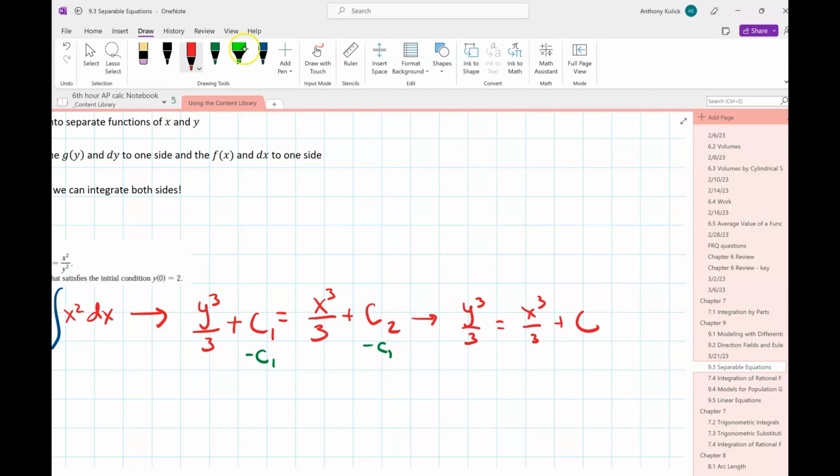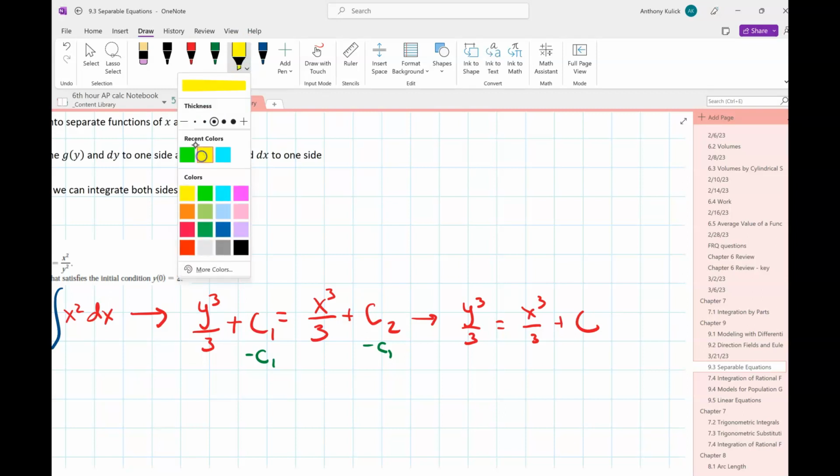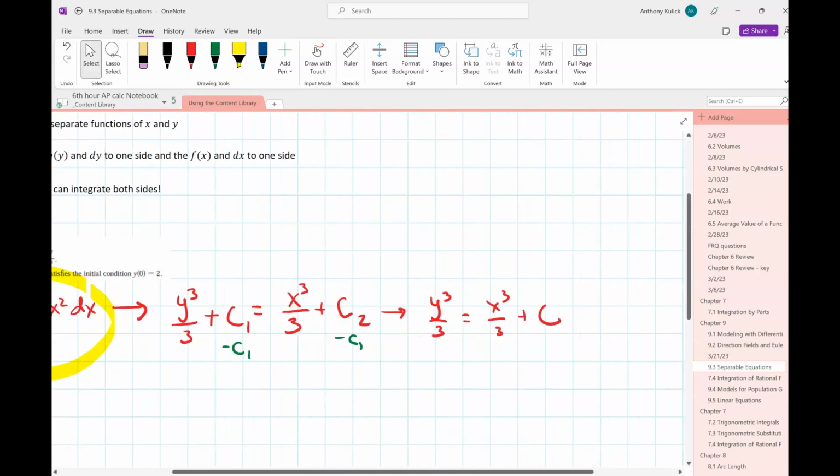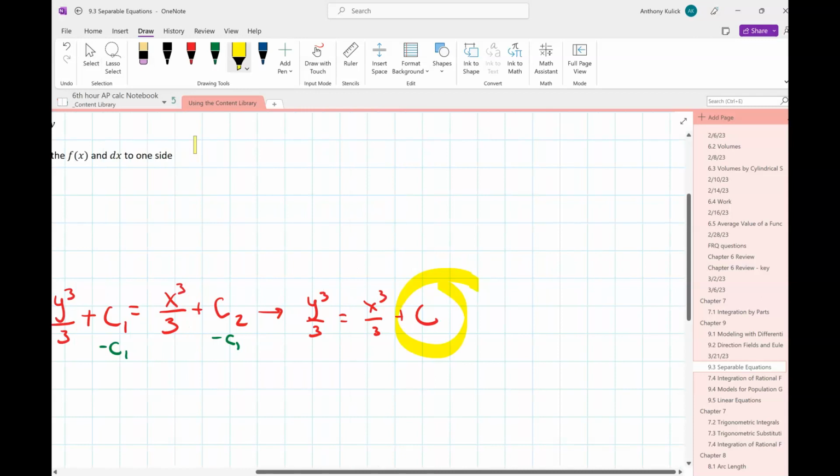What's the takeaway here with the constants? If I integrate both sides, I just need to tack a plus c on one side or the other. It doesn't matter which side you put it on. You can just put one c. You don't need to do two separate ones like we did earlier. It's fine to do it that way, but save yourself some time, right?